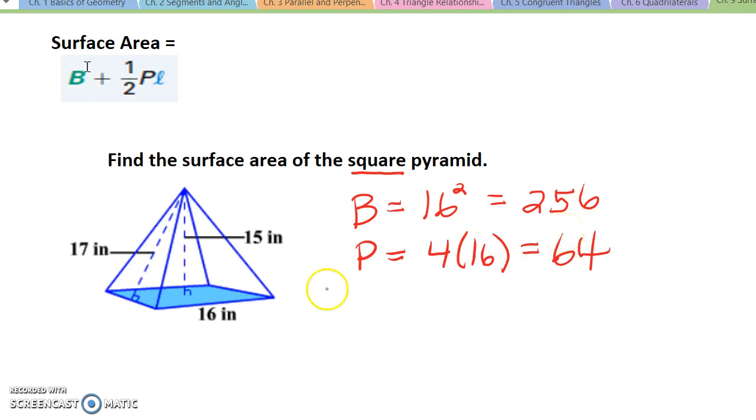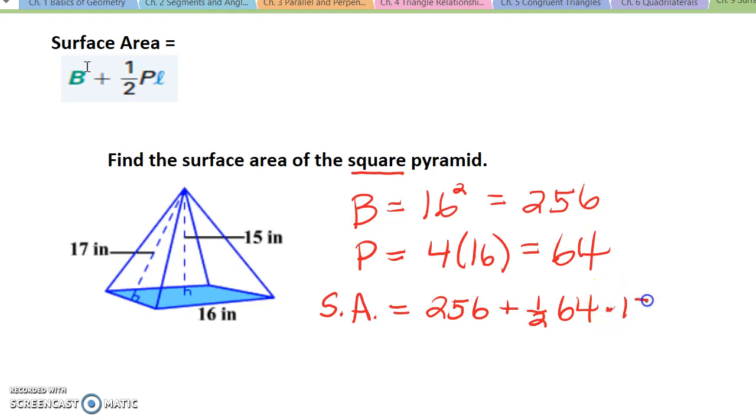So now we're ready to find our surface area. Surface area equals area of the base plus 1/2 perimeter. And now we have to put in the slant height. And if you notice in this figure, there are 2 heights. There's the height of the pyramid and the slant height. Can you see which one is the slant height? Remember, it has a good name, slant height. So the slant height is 17 inches.